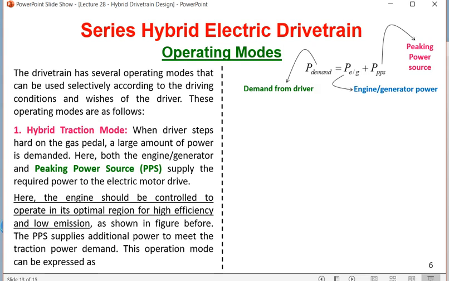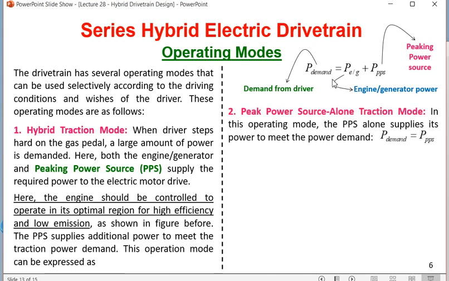Here the engine should be controlled to operate in its optimal region for high efficiency and low emission, as shown in the figure before. So we have shown it in the figure of that bumper power and average power. So the engine, that is P_E/G, is mainly supplying the average power continuously. The PPS supplies the additional or bumper power to meet the traction power demand. This operation mode is expressed by this equation, which is already shown to you. So this is the first mode, or hybrid traction mode.